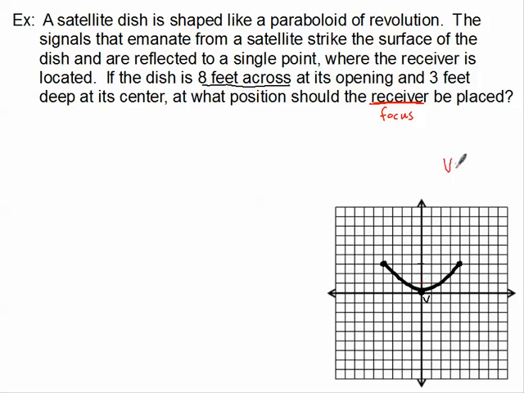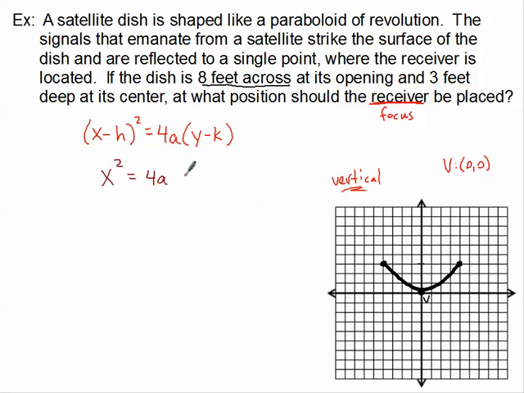Okay, so we forced our vertex to be 0, 0. We drew a vertical parabola, so I know that it's vertical, and therefore I know the standard form that I'm using is (x minus h) squared equals 4 times a times (y minus k). Again, we were smart that the vertex is 0, 0, so these quantities basically become just x squared and y right here. So now it's really just about finding A.